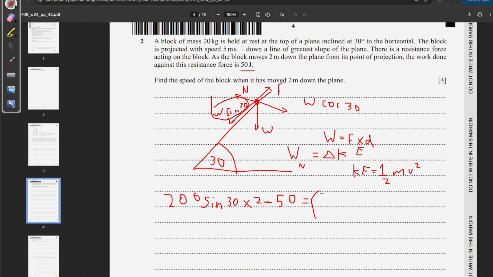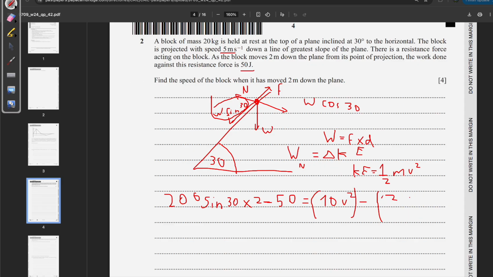So I just simplify it. 20 times half is 10 v squared, minus 1 over 2 times 20 times 5 squared, which is 25. They said 5 meters per second here, so that should be 250.